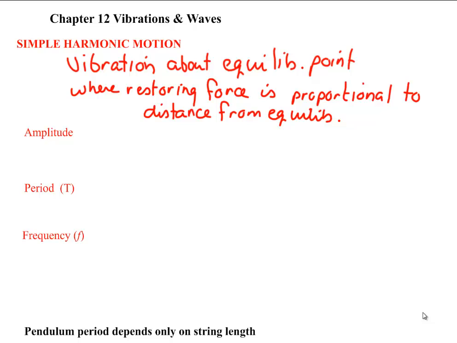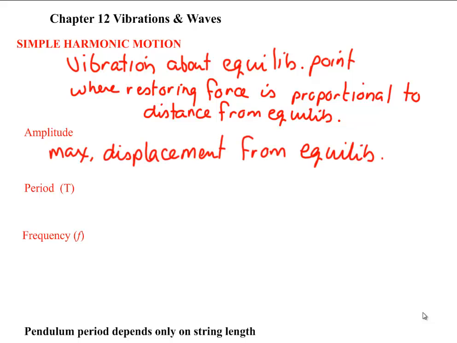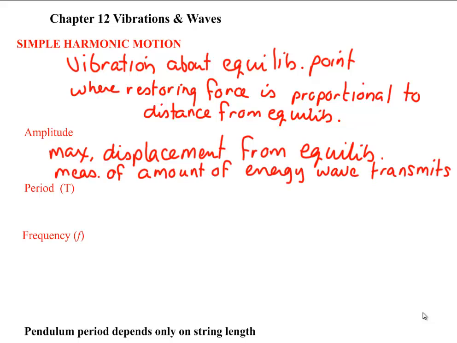The amplitude is the maximum displacement of the oscillations from equilibrium. Amplitude is a measure of how much energy the oscillation is transmitting. The period of the oscillation is the amount of time it takes for the cycle to go through once, whether it's an oscillation back and forth or a wave traveling. Usually period is measured in seconds.